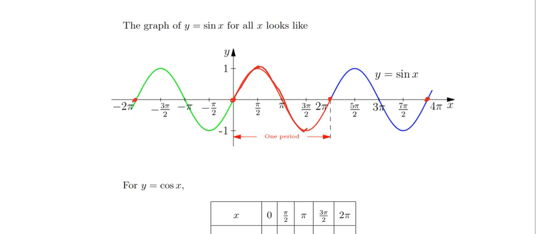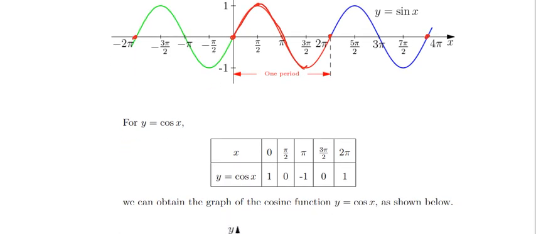For a cosine function, it's the same story. We just pick these 5 typical angles: x equals 0, x equals pi over 2, x equals pi, and again another pi over 2, another pi over 2, turning along the one circle.